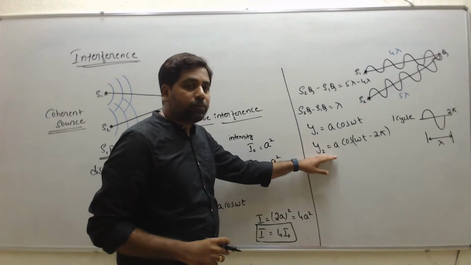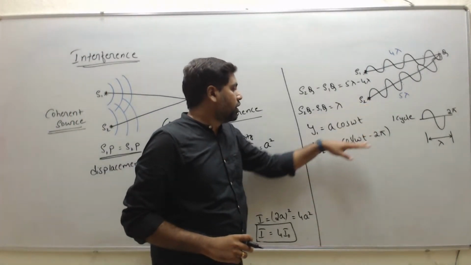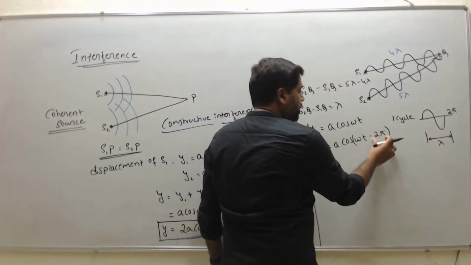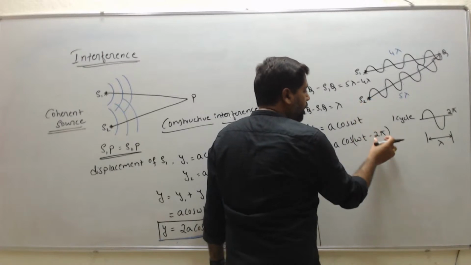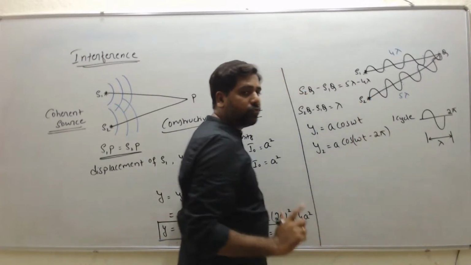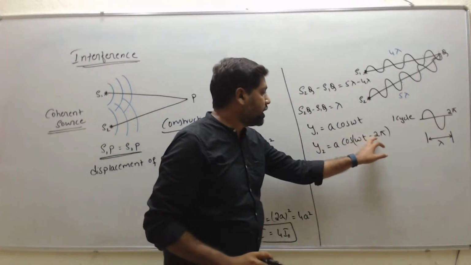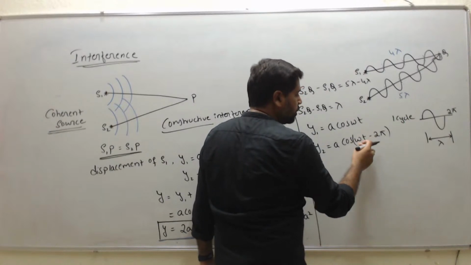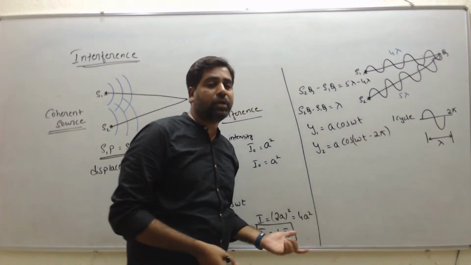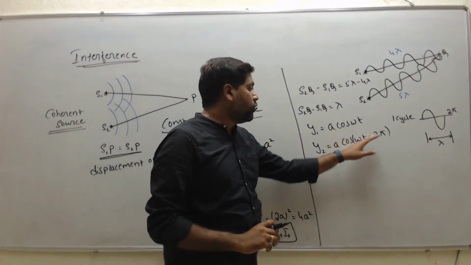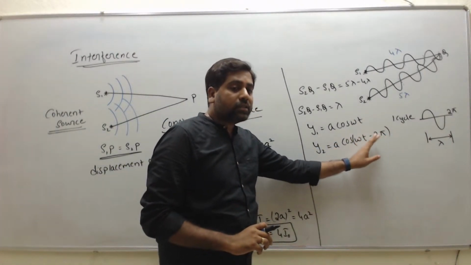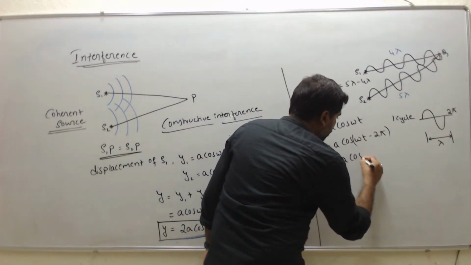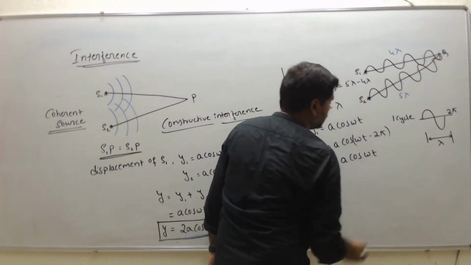So we can write the displacement equation for the second wave like this: A cos of omega t minus 2 pi. Minus 2 pi means it is delayed by one cycle, 2 pi. That's why we are taking minus. That is cos of 2 pi minus theta, and cos of minus theta can be written as cos theta, and cos of 2 pi minus theta can be written as cos theta. So the equation y2 becomes A cos of omega t.